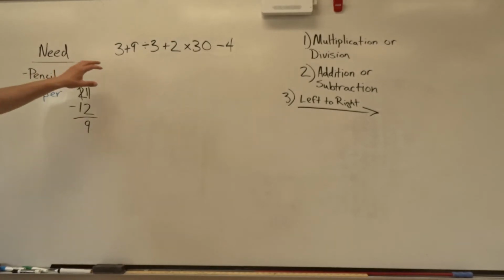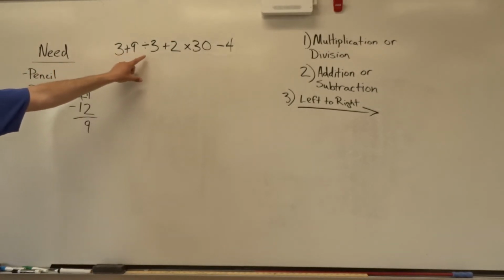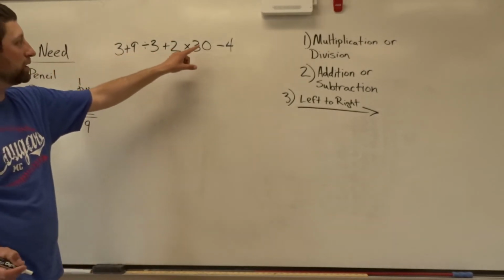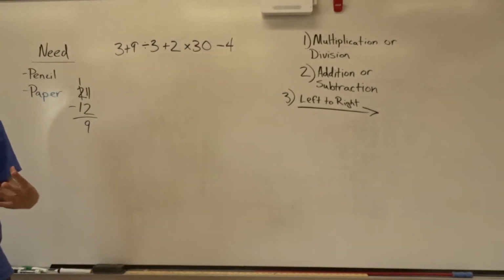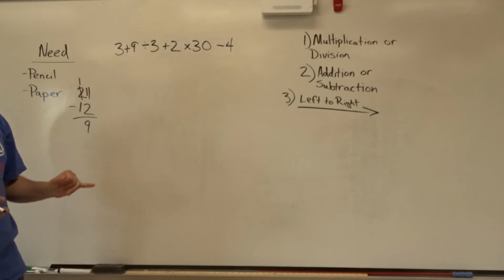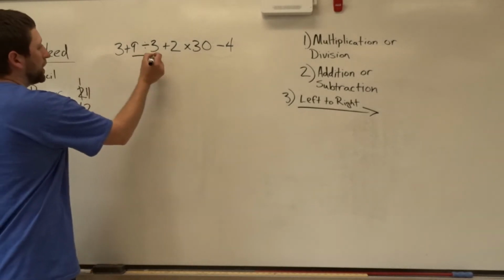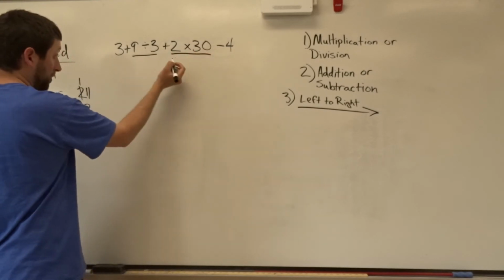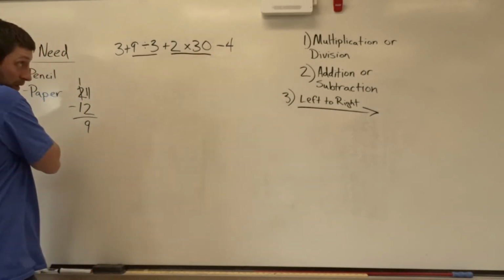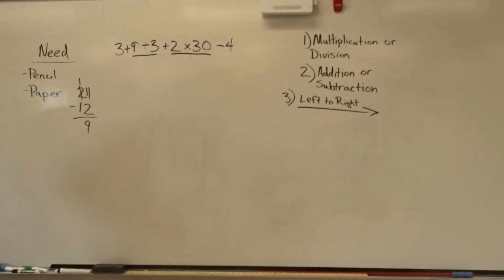Okay, next one says 3 plus 9 divided by 3 plus 2 times 30 minus 4. Please just watch this one and I'll let you try a couple here in just a little bit. So I'm going to go ahead and underline the parts I need to do first. This time I see 9 divided by 3 and I see 2 times 30. Okay. And the rest are either adding or subtracting, so I'm going to save those for later.